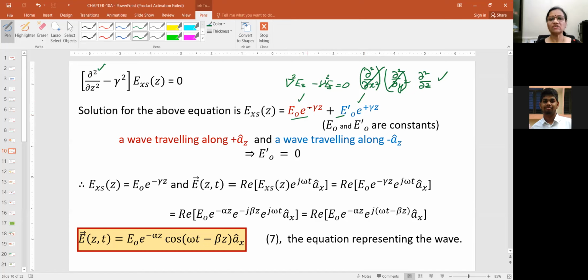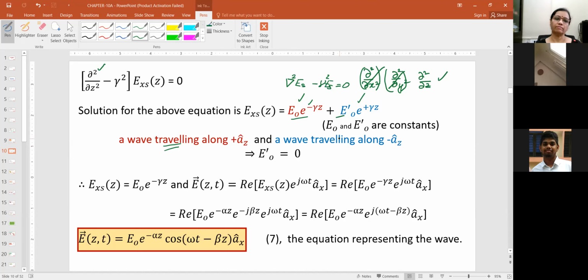Okay, and what is this red part? What does this first part actually represent? The first part represents a wave traveling along the plus z direction. How do I know it is plus z? Because there is a minus coming here. Therefore, it is along the plus z direction. And what is the other part? The other part is a wave traveling along the minus z direction.